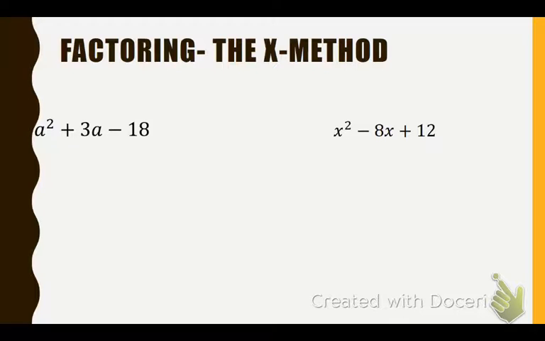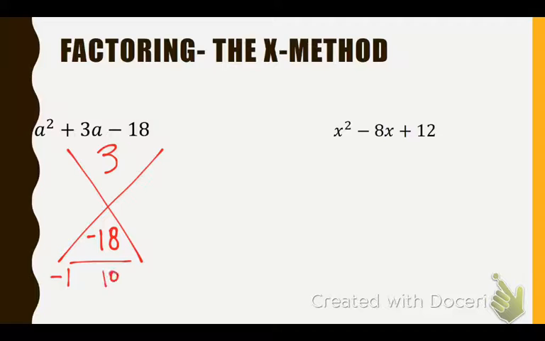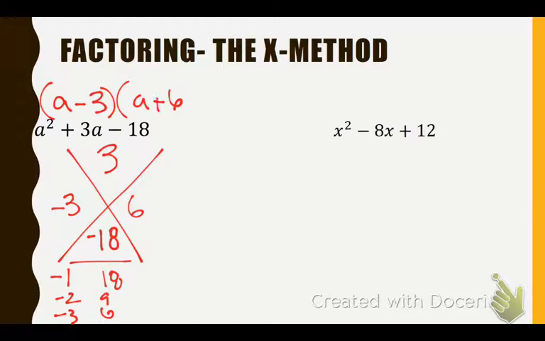Check our answers. It's okay. Wait, is the first one x minus 2? No. I'm literally going to check it with you. Focus. In the top of the x, you'd have 3. In the bottom, you'd have negative 18. So they're going to be different signs. And the bigger one's going to be positive. So negative 1 and 18, negative 2 and 9, negative 3 and 6. Which of these adds up to 3? Negative 3 and 6. So factored would be a minus 3, a plus 6.